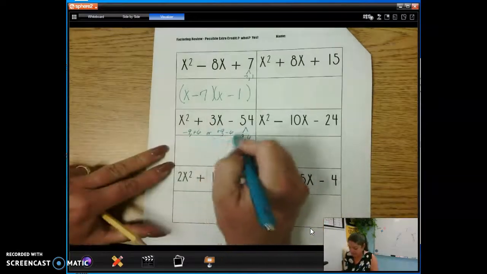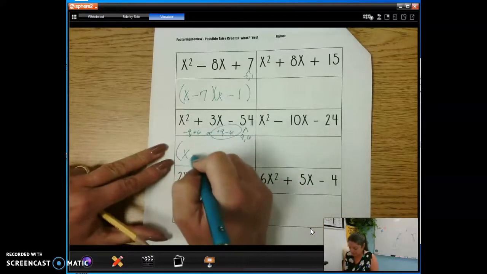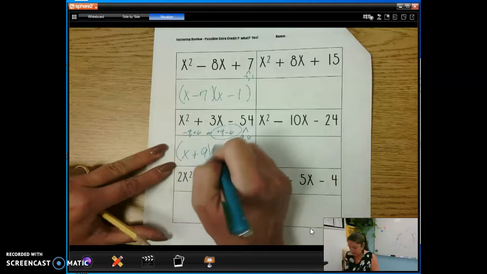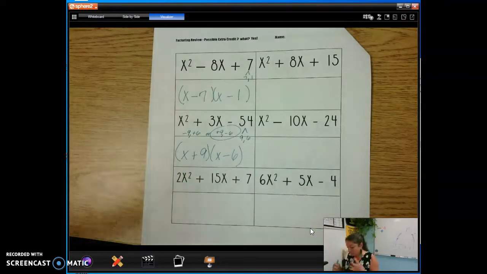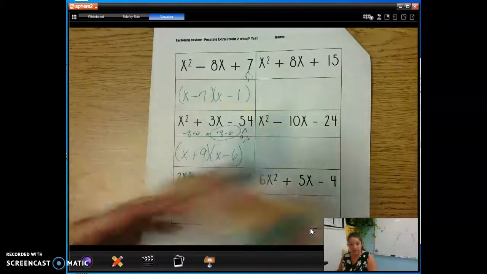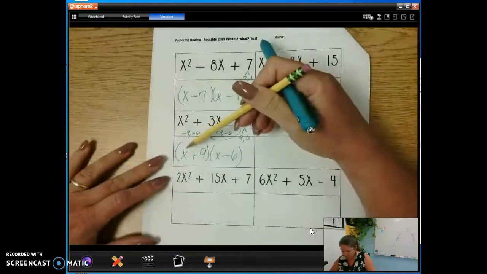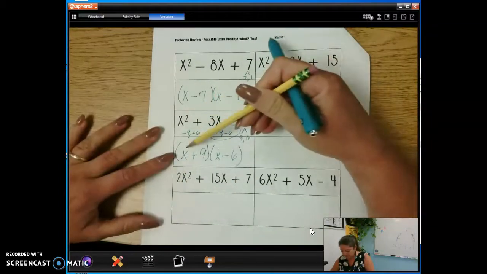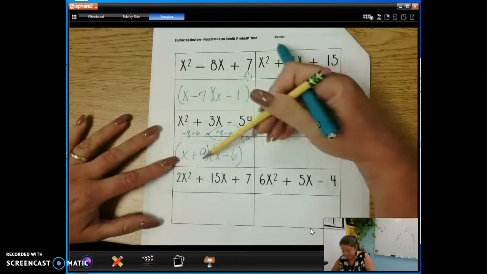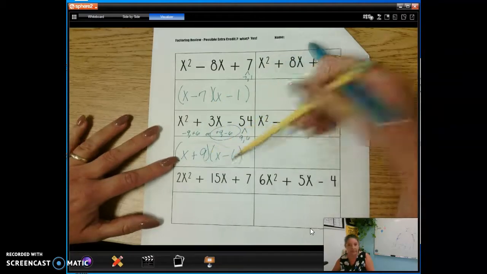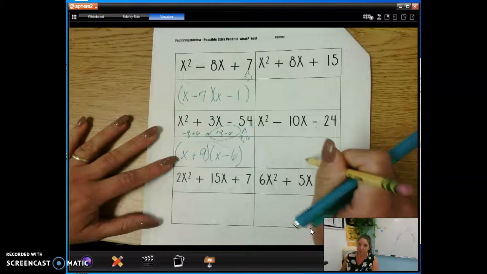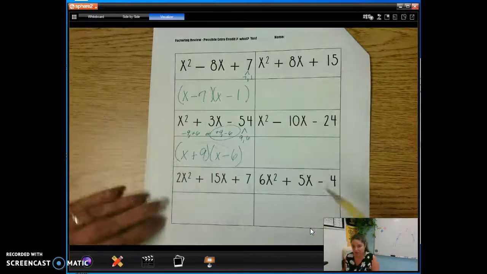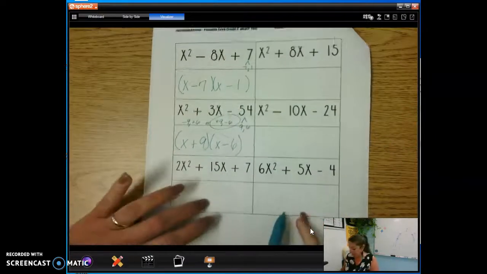Okay, and yes, if you're already thinking it is this one, you write x plus 9, x minus 6. And again, you can always check your answer by refoiling or double distributing. Okay, so x times x is x squared, negative 6x, 9x, and negative 54. Okay, so again, I'm going to leave these two open for you for a reason. Okay, let's go do these two down here at the bottom.